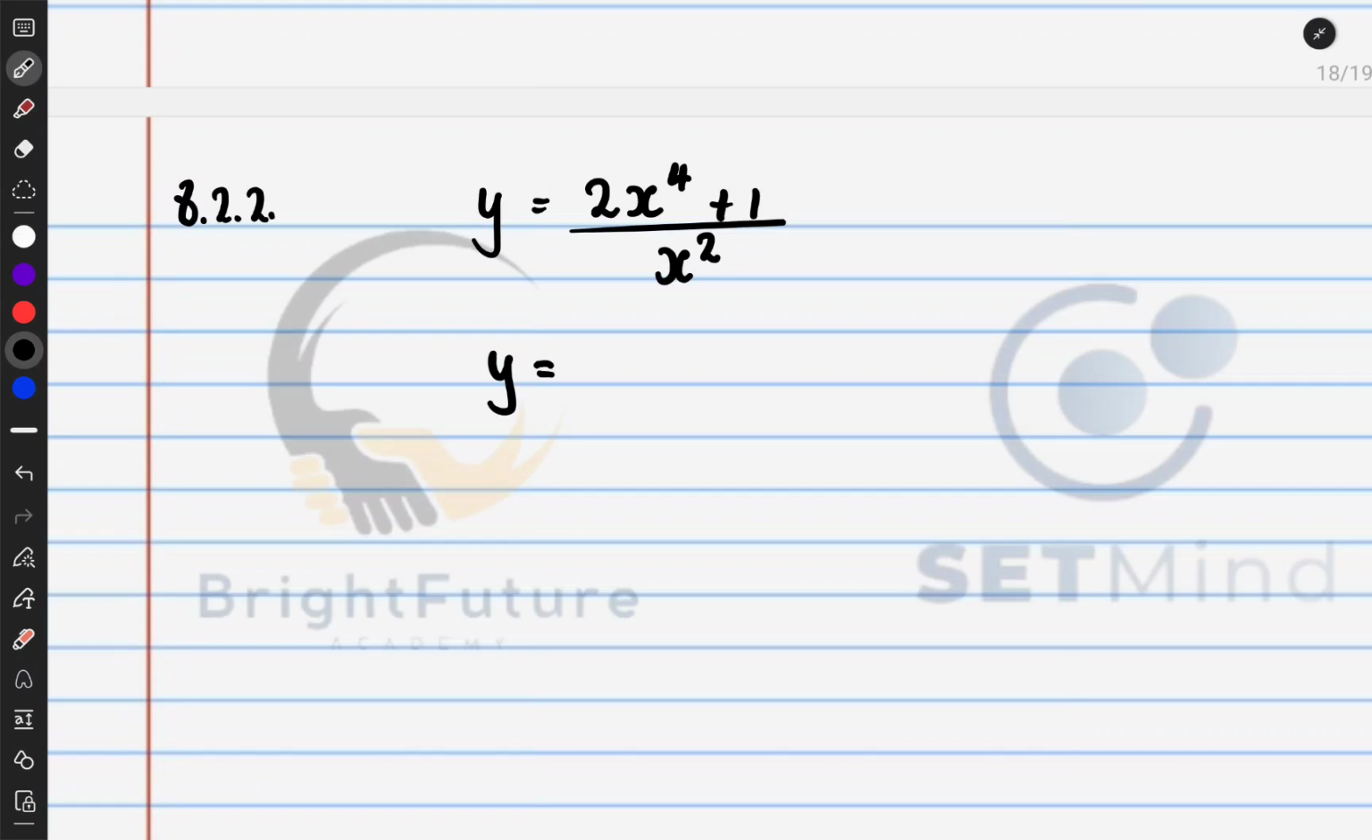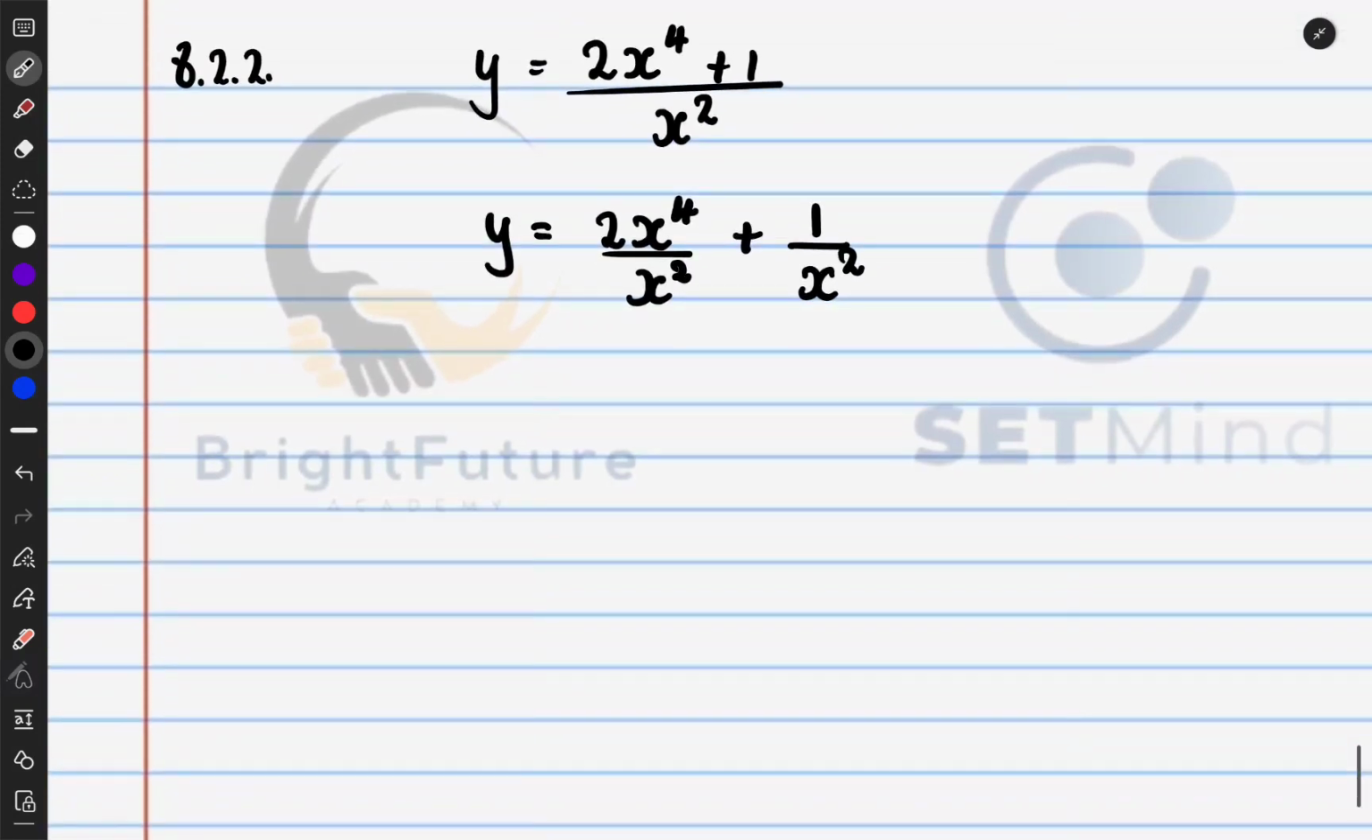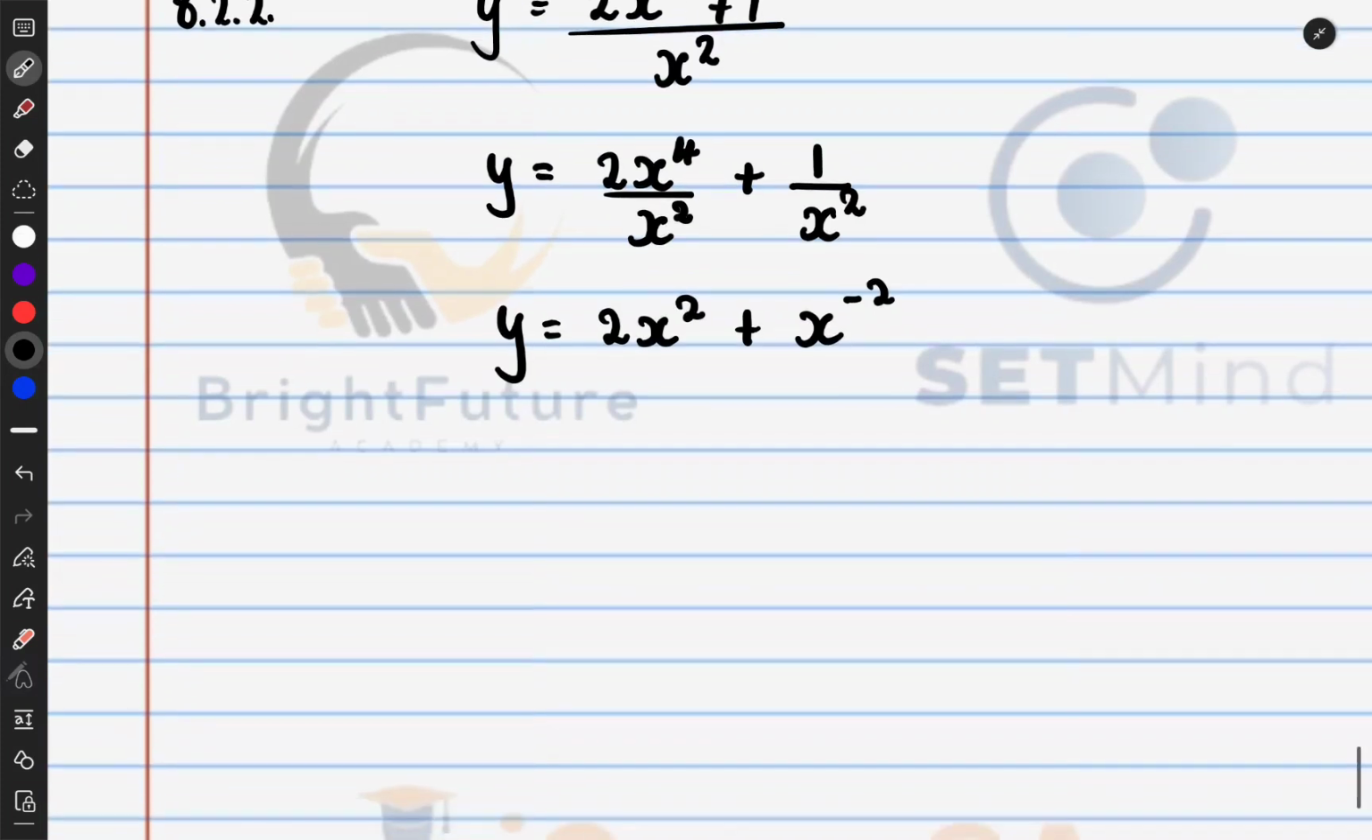But another way, since x squared is a common denominator, we can split the two. We'll have 2 times x to the power of 4 over x to the power of 2, plus 1 over x to the power of 2, and therefore y is equal to 2 times x to the power of 4 over x squared, which will be 2x squared, and then let's rearrange 1 over x squared. We're going to have 1 plus x to the power of -2.